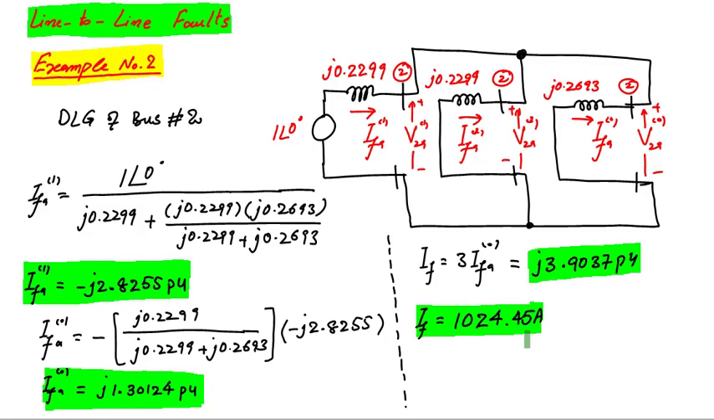To calculate the voltage on other buses, we need the Z bus, but the voltage on the faulty bus can be calculated without the Z bus. For example, you are asked to calculate the during-fault voltage in sequence as well as in phasor form on bus number 2 at which the fault has occurred. From this equivalent circuit, we can calculate the positive sequence, negative sequence and zero sequence components of voltage at bus 2. This positive sequence component will be equal to this source voltage minus the voltage drop across this reactance due to IFA positive sequence. That will be equal to the positive sequence voltage at bus 2.